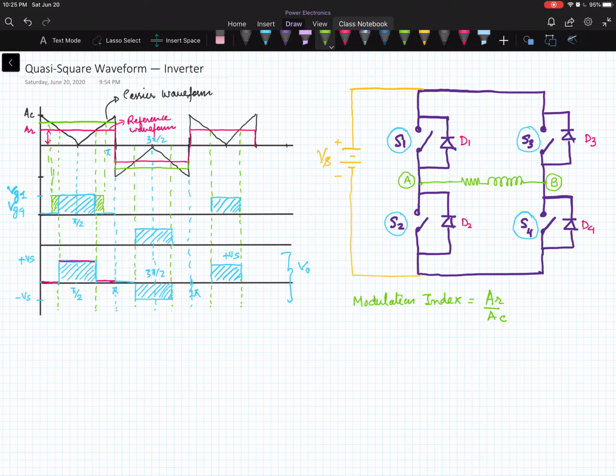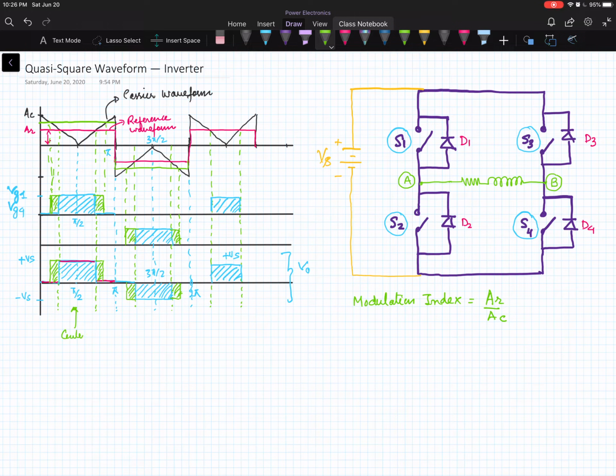So this gate pulse will remain centered at pi by 2. Similarly over here, when we are increasing the magnitude of the rectangular waveform, the width of the second pulse will also be increasing. So our output voltage waveform will be exactly the amplified version of the gate pulses, but in the positive half cycle positive voltage and in the negative half cycle the negative voltage. It will remain centered at pi by 2.